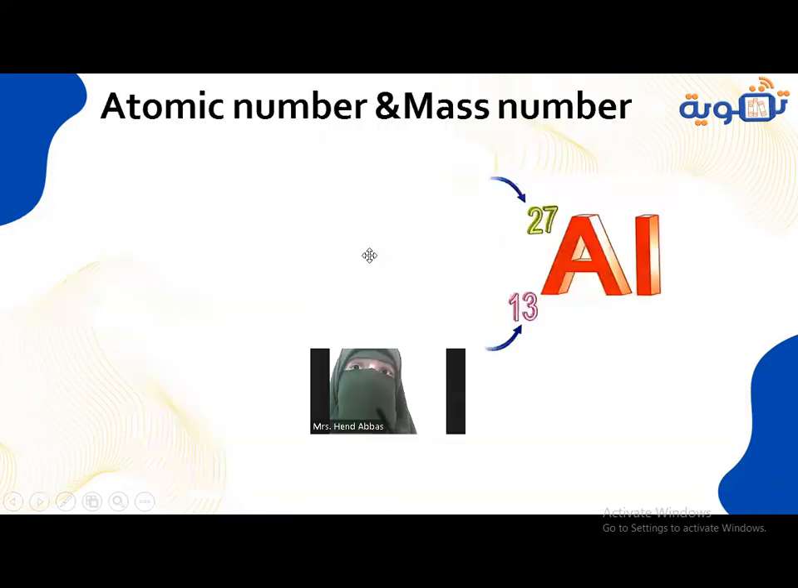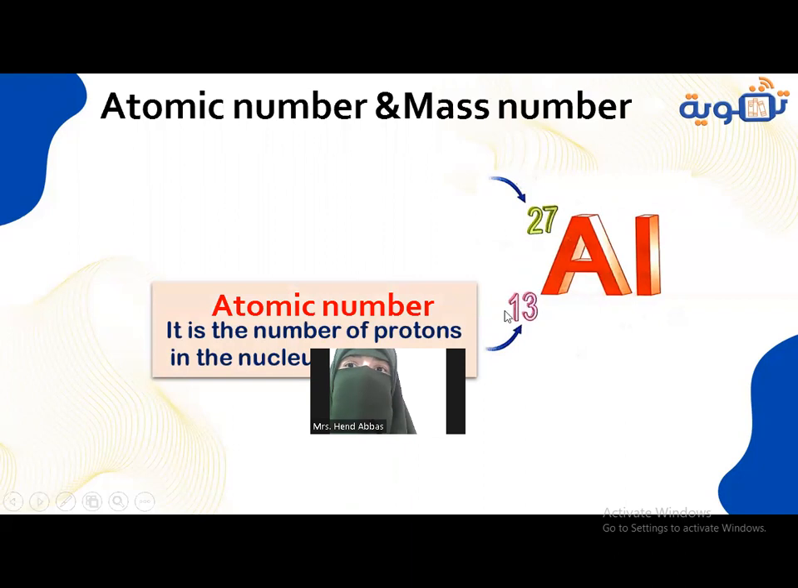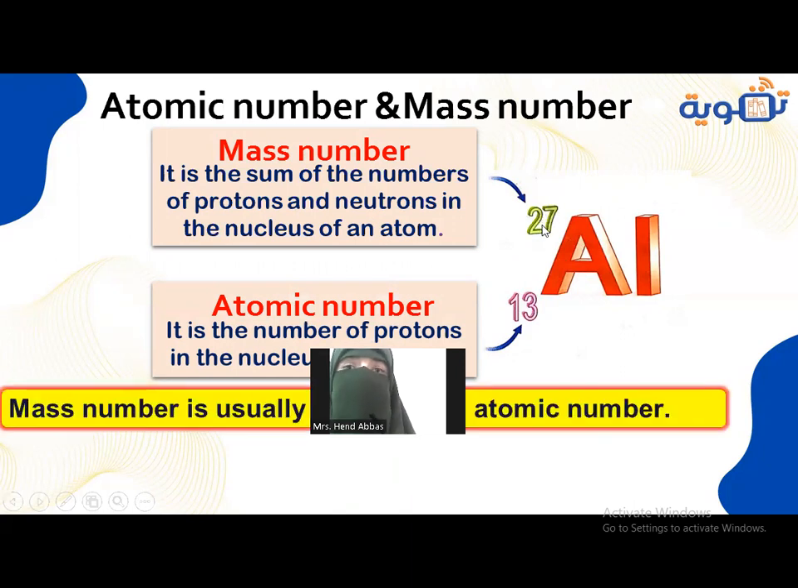Okay, for any element, we have two numbers. This number is the atomic number, which equals the number of protons inside the nucleus. And this number is the number of protons and neutrons inside the nucleus. And by the way, the mass of the atom is concentrated in its nucleus because the mass of the electrons is negligible. So the mass number is the mass of the protons and neutrons inside the nucleus, okay?